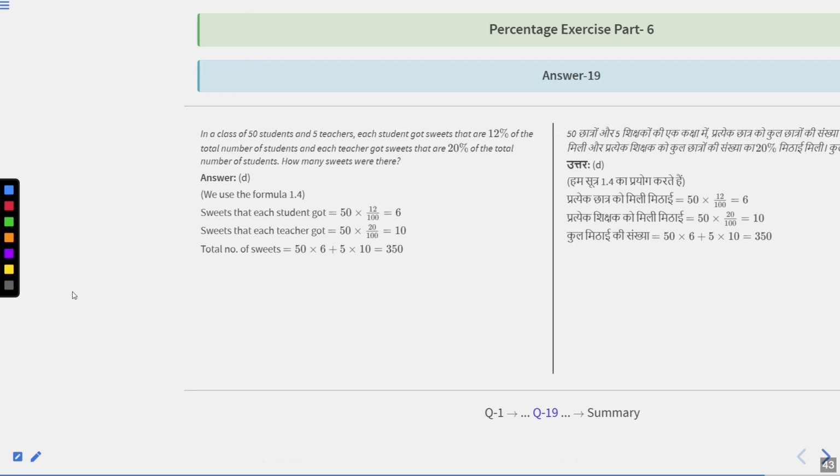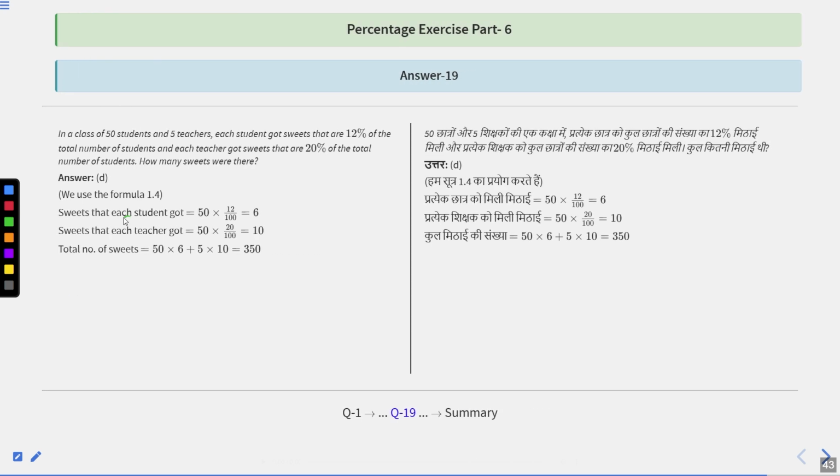Now time's up. Let's see the solution. Sweets that each student got, which is 12% of the total number of students, which is 6. Sweets that each teacher got: teachers got 20% of the total students, which is 10. Now the total number of sweets is 50 multiplied by 6 plus 5 into 10, which is 350. So D is the correct answer.